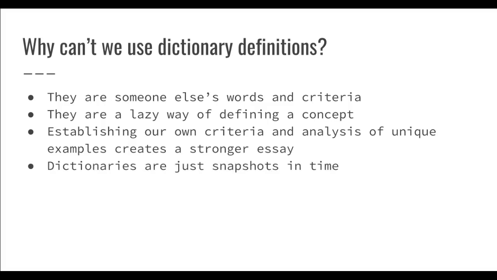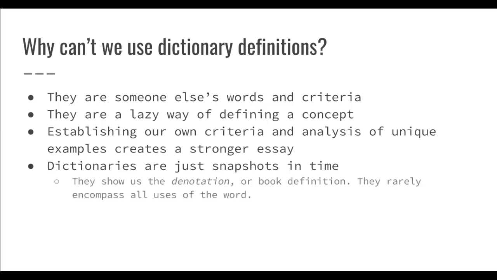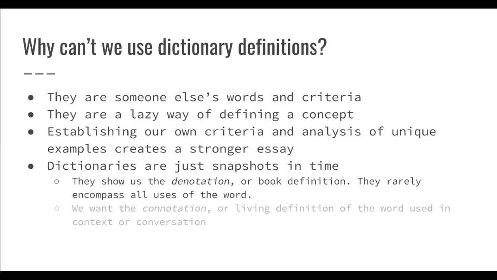Also consider that dictionaries are just snapshots in time. They show us the denotation or the book definition. They rarely encompass all uses of the word. We want the connotative definition, that is, the living definition of the word as it's used in context or conversation. So keep in mind, for example, that the first English dictionaries were not published until the early 1600s. By that time, Shakespeare had already written all of his plays and sonnets, for example.